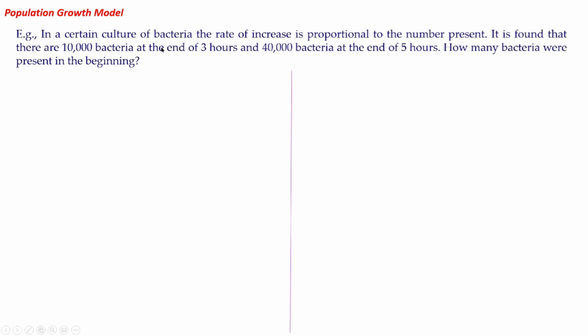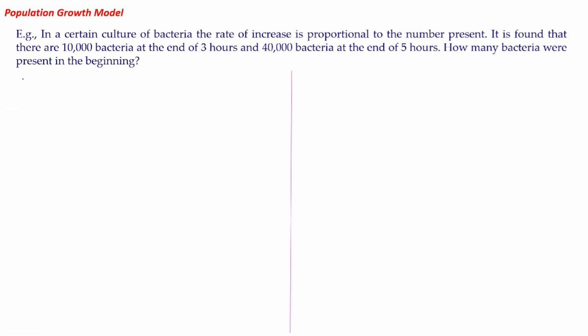In a certain culture of bacteria, the rate of increase is proportional to the number present. It is found that there are 10,000 bacteria at the end of 3 hours and 40,000 bacteria at the end of 5 hours. How many bacteria were present in the beginning? So the rate of increase is proportional to its population. We need to find how many bacteria were present in the beginning.